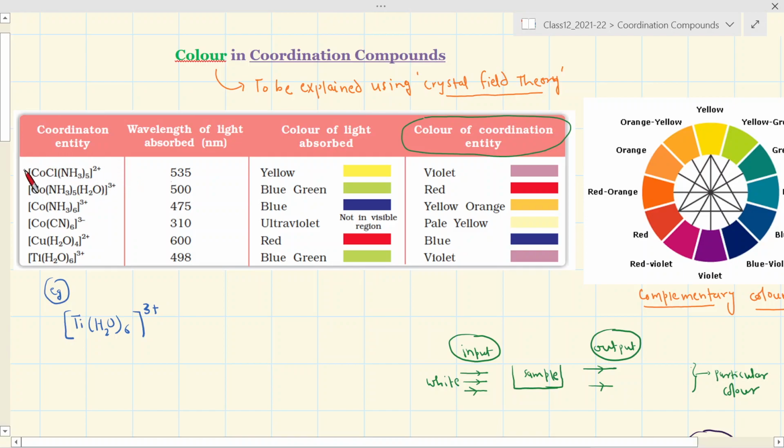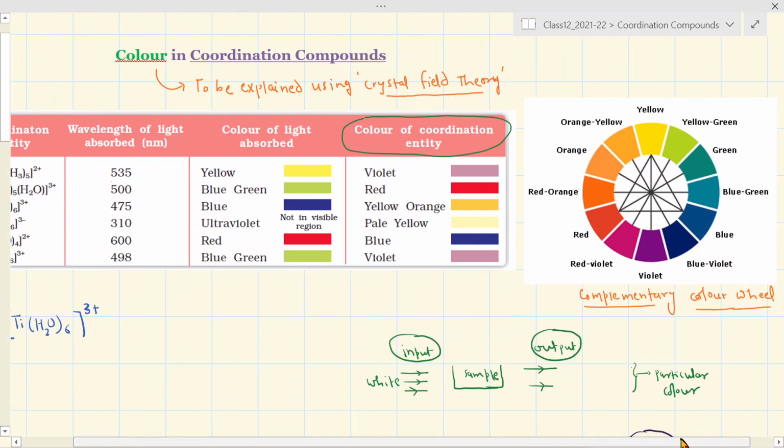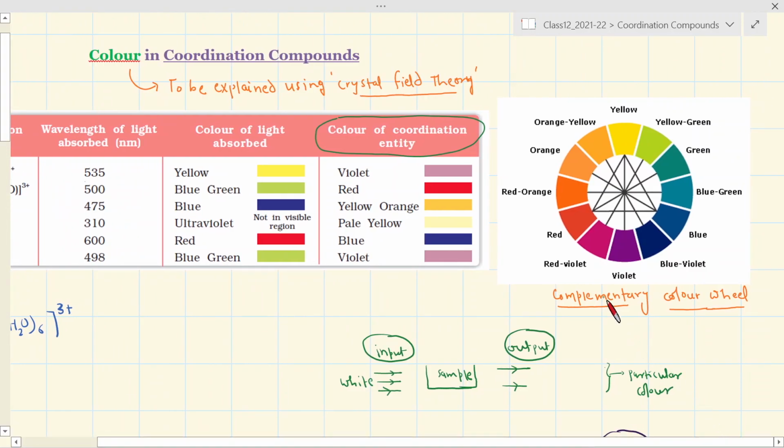So if we understand the absorption of a certain wavelength by the coordination compound, we shall be able to explain the color of the complex compound. This color of the complex compound is basically the complementary color. We have already understood this idea of complementary color in our elementary physics classes, but just to have a quick review, what I'm trying to say is this.